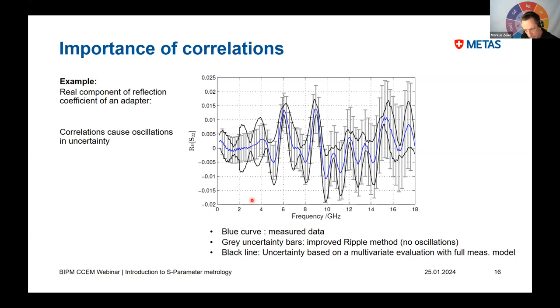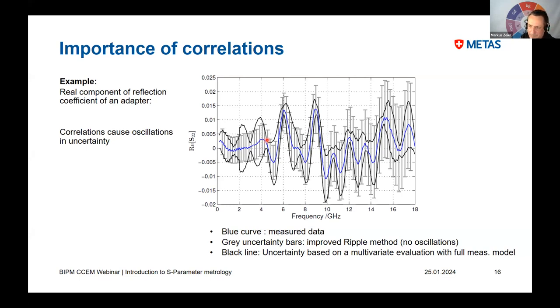Then the gray uncertainty bar, that's the improved ripple method I was mentioning, as it is described in the VNA guide. And the black line actually shows the uncertainty based on a full model and on a multivariate evaluation. And what you can clearly see here is that the correlation, which is quite strong in this case, causes a rather strong oscillation in uncertainty. So you have these amplifying and also annihilation effects that correlation can have, clearly visible here.